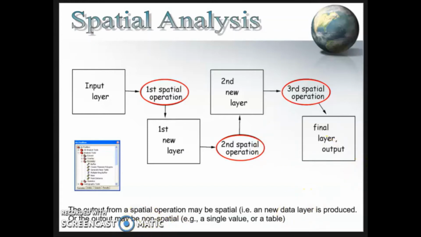And again, the output from a spatial operation may be spatial. For example, a new data layer is produced, or the output may be non-spatial, where you have a single value or a table as an output.